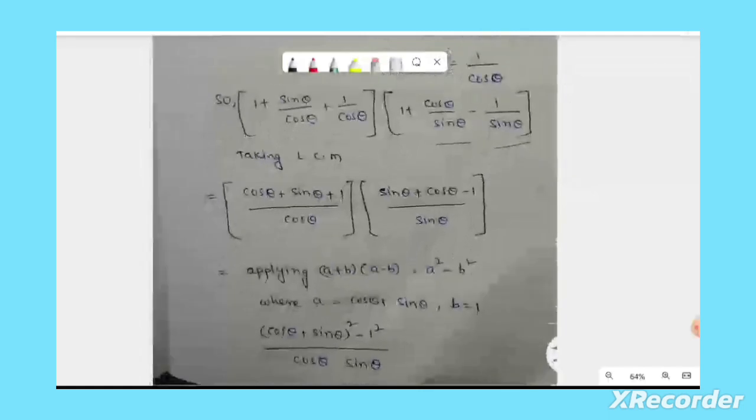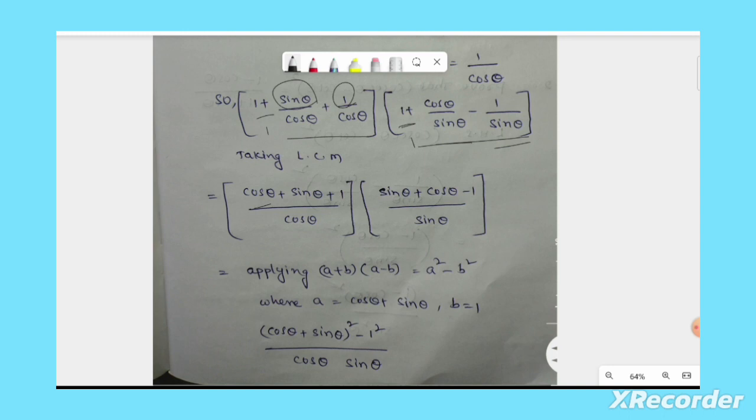Now here I just need to take the LCM. Here cos theta, and where we don't have anything, there will be 1 as a denominator. The same way here as well. So I'm taking the LCM of 1 and cos, which will be cos theta obviously. Already we have a denominator as cos theta, so even if we multiply the numerators with 1, it will be the same value. So I have written cos theta plus sin theta plus 1. In the same way here as well, the LCM will be sin theta, so here sin theta plus cos theta minus 1.